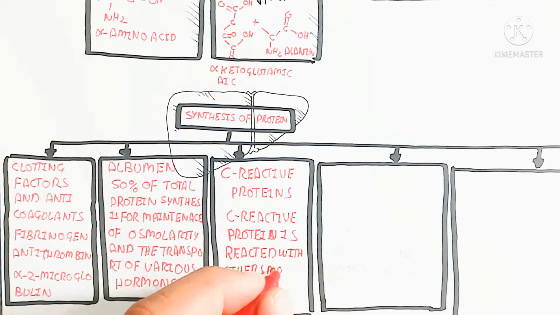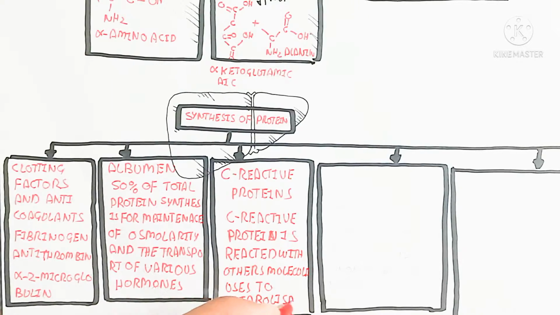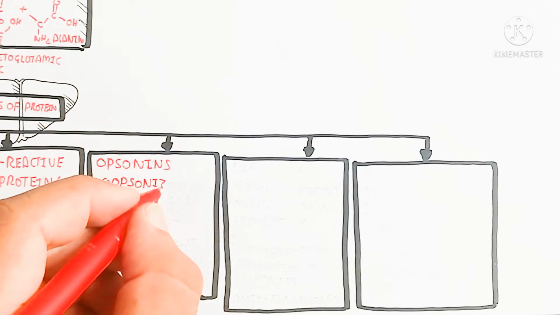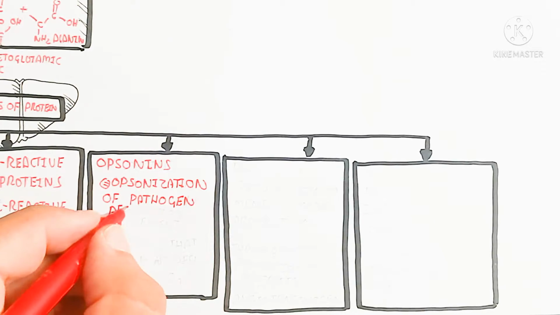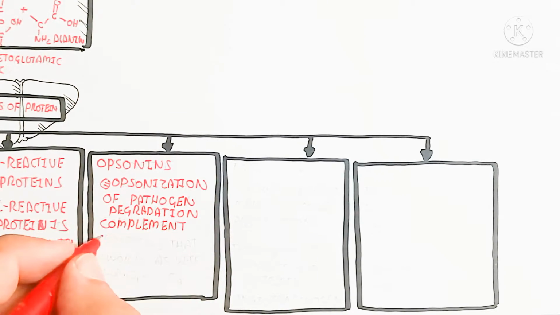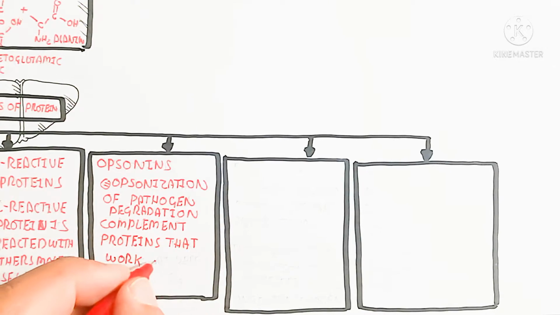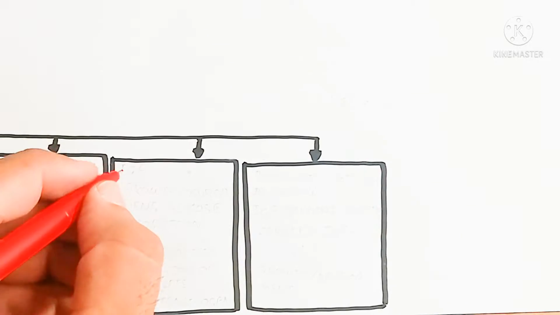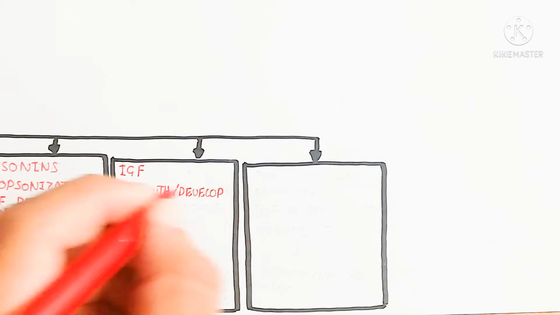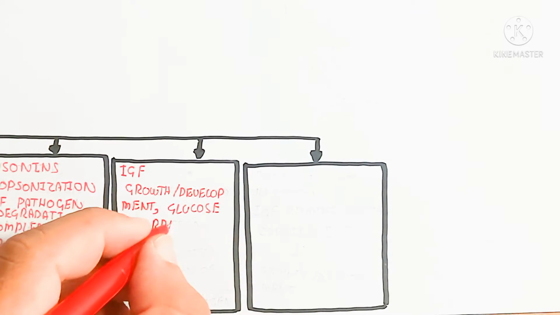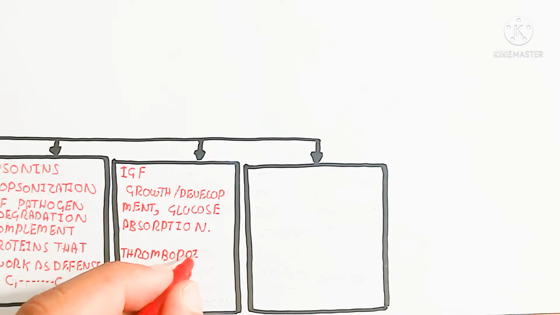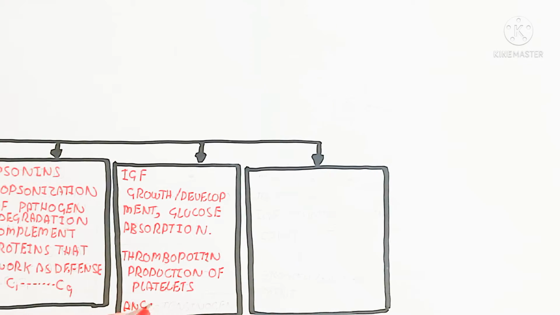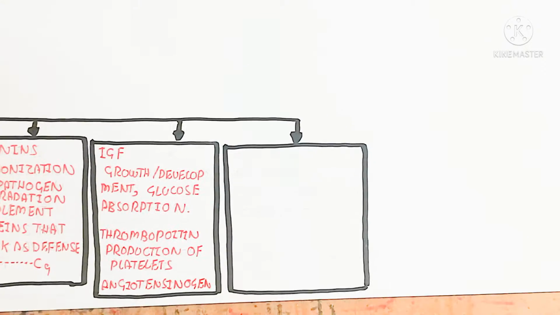On the other hand, here is the synthesis of protein to produce C-reactive protein. This C-reactive protein reacts with other molecules and is used for catabolism. And on the other hand, opsonins are used for the opsonization of pathogens and their degradation, and complement proteins work as defense, the C1 to C9 proteins. Then insulin-like growth factor, where growth and development is due to insulin-like growth factor, and it is involved in glucose absorption, and thrombopoietin for the production of platelets, and angiotensinogen.